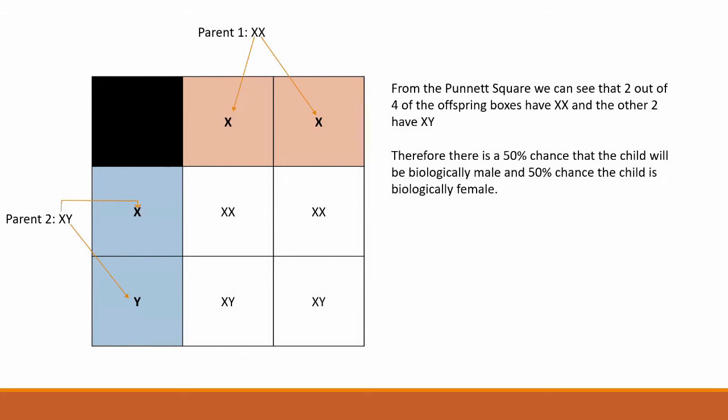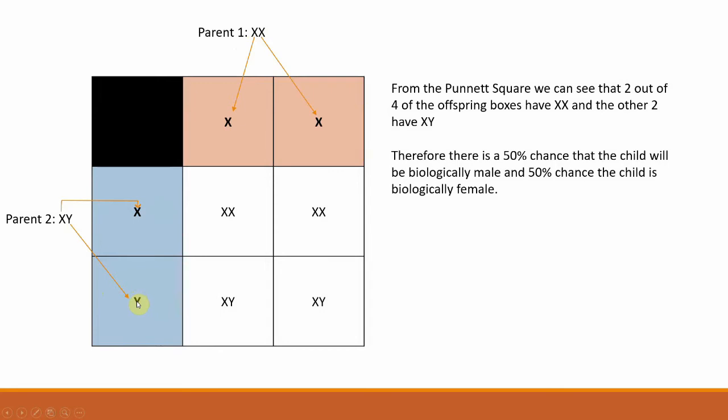Here's an example of a Punnett square using human sex chromosomes. Here we have a mother with XX chromosomes and a father with XY chromosomes. First, you want to draw a table kind of like this, with 3 by 3 squares. And then you want to split up the alleles of the parents. So here the XX is split into these 2 squares, and the XY is split into these 2 squares.